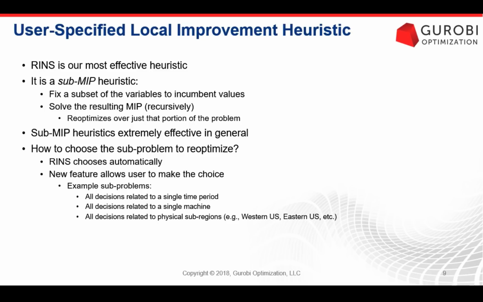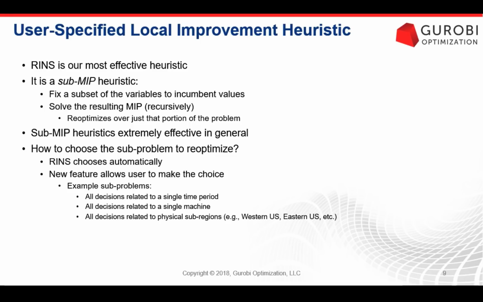So with this new feature, with this new user-specified local improvement heuristic, if you as a user have domain information, you have knowledge about your problem that might help to specify interesting neighborhoods to explore, you can provide that information to the code.